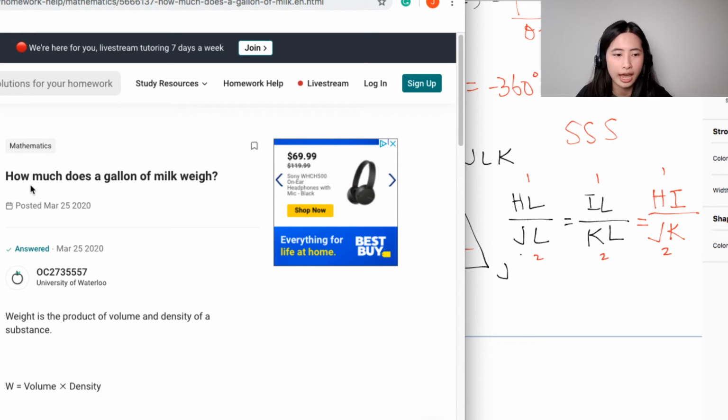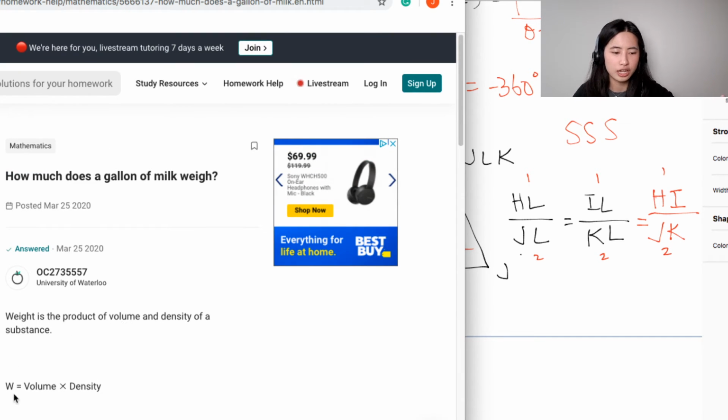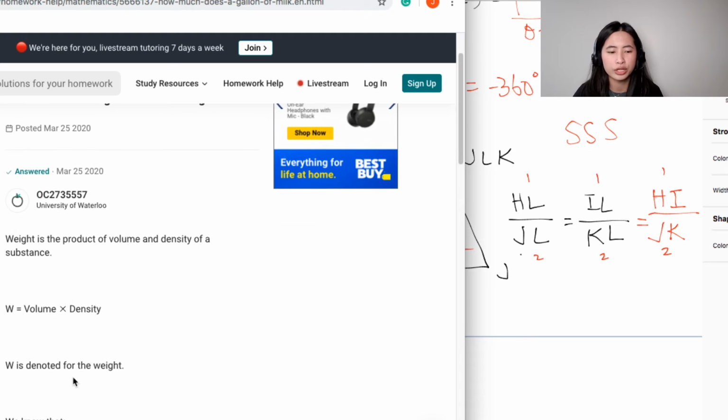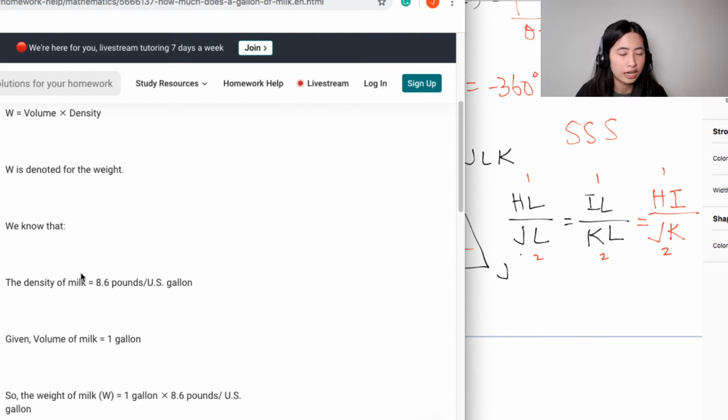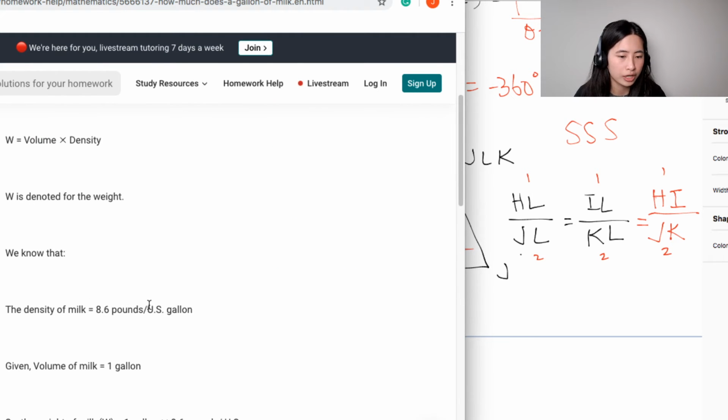It says, how much does a gallon of milk weigh? Interestingly, they brought up a concept where they're talking about the weight and also volume and density, right? First of all, if you recall, what is the unit for density and how did they come up with this formula? Also, we need the units for gallons. Apparently they're saying that the density we're going to be using is 8.6 pounds per US gallon.